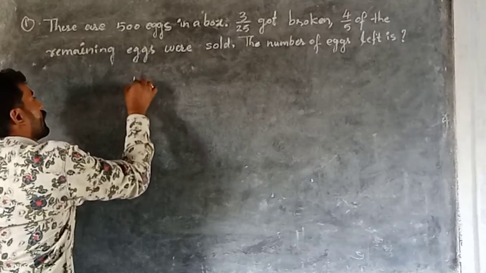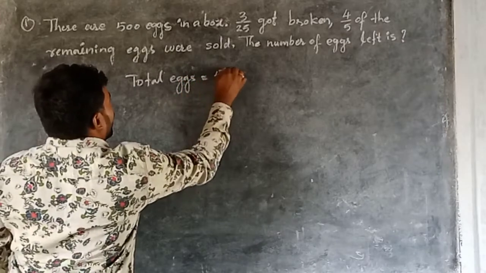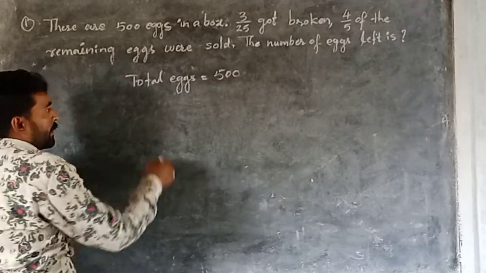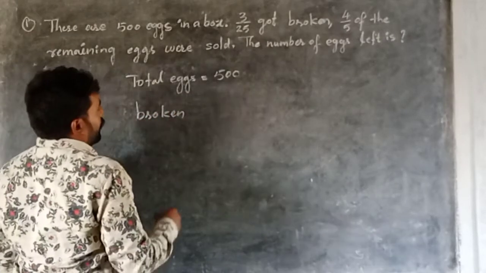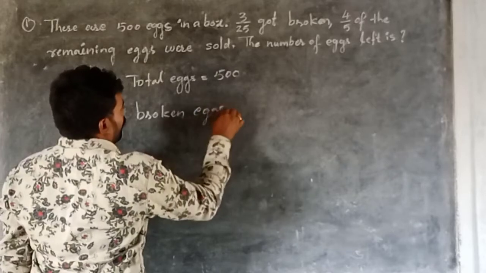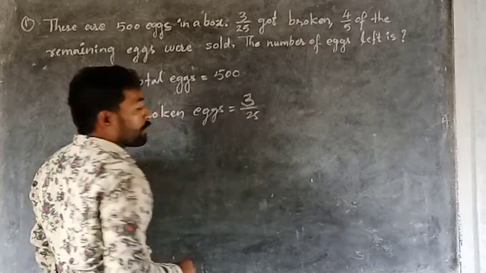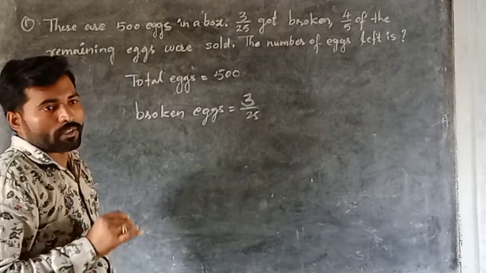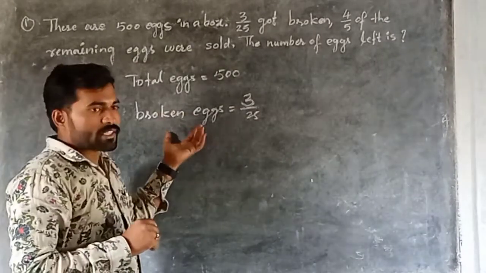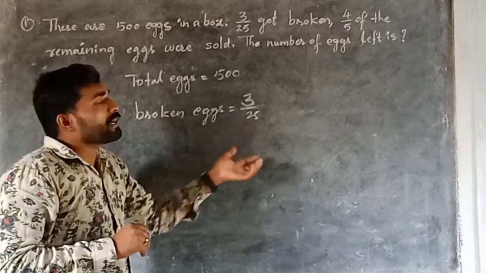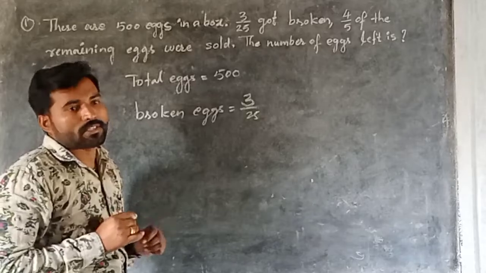Here I am writing the total eggs. Total eggs are 500. Then broken eggs. Broken eggs are 3 by 25 part. 3 by 25 means how many eggs? You need to find out that, then only you will get the answer. How many eggs were broken? 3 by 25th part means how many eggs?